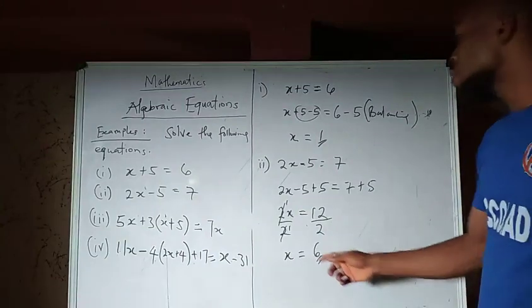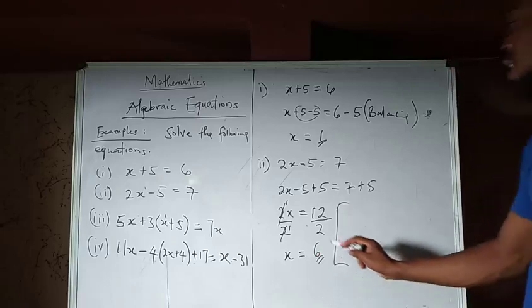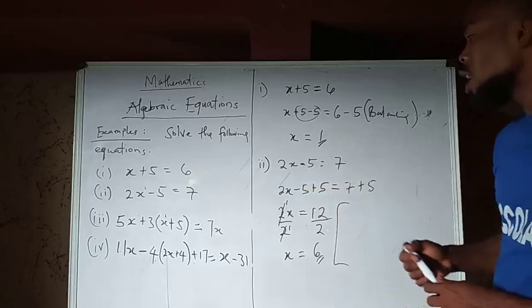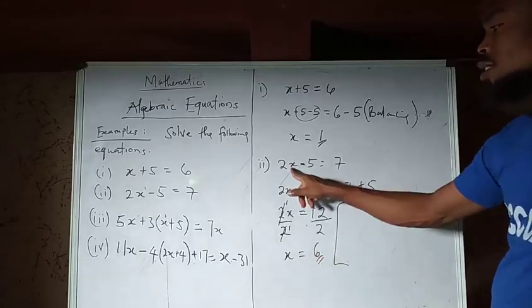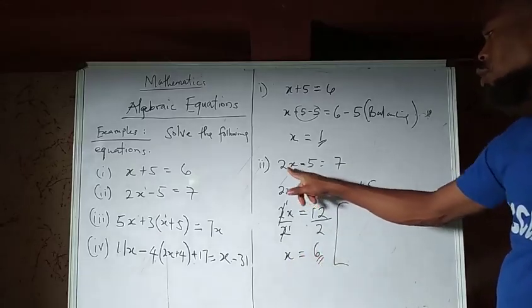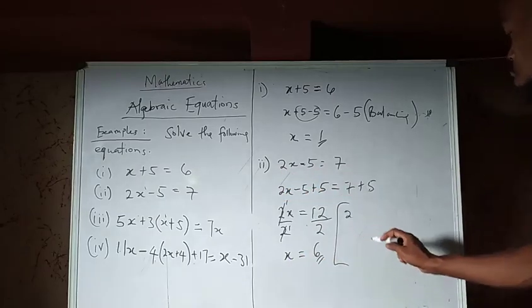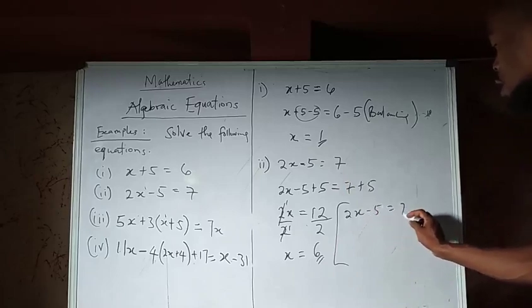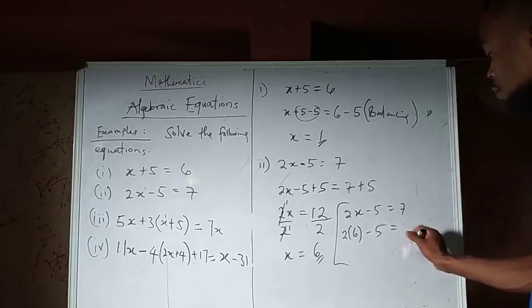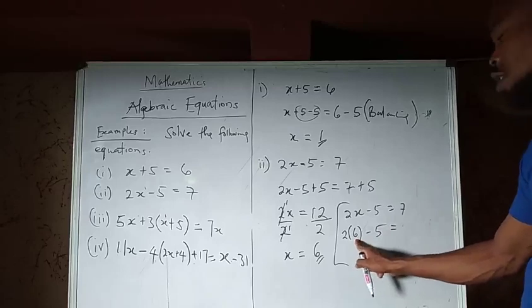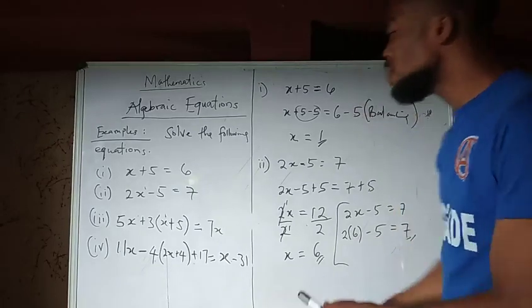You see that? So we can actually check if this is correct. Remember, they said 2x minus 5 equals 7. That means if we put 6 in the place of x, because x is equal to 6, and multiply it by 2 and subtract 5, we are going to get 7. Let's check that out. So we have 2 times 6 minus 5. So 2 times 6 is what? 12. 12 minus 5 is what? 7. So that's correct. Okay, let's move on to the next one.